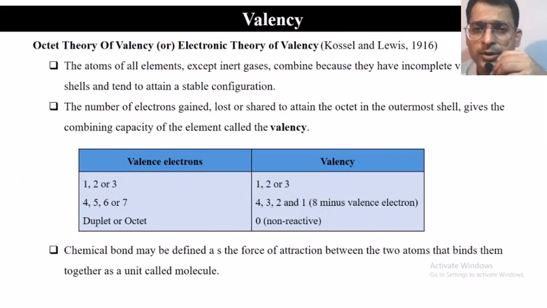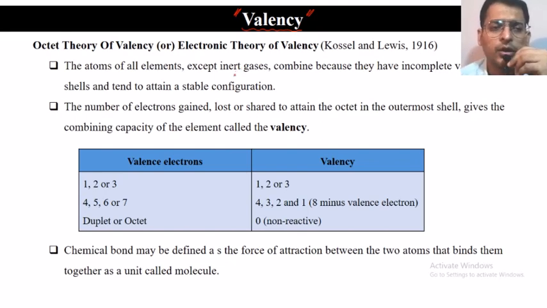Now the concept of valency comes from the valency electron, the valency shell. This valency is one of the very important concepts in understanding chemical reactions. The octet theory of valency, or the electronic theory of valency, was proposed by Kossel and Lewis in 1916.